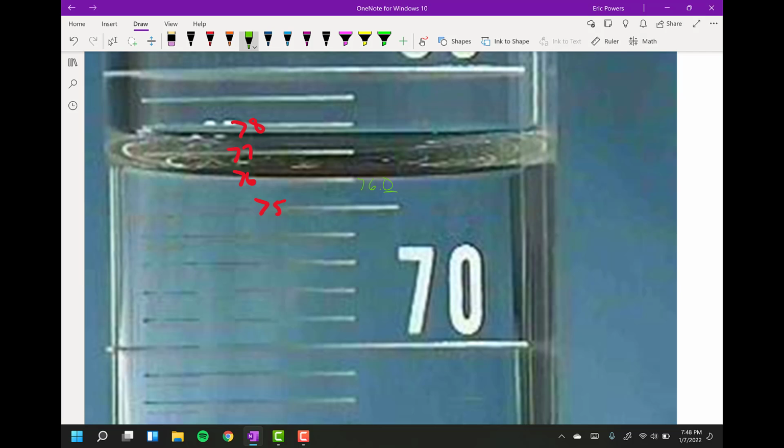So in Canvas, there's a bunch of questions to help practice this. Be careful with your estimation. Make sure you go to the correct number of significant figures. And if you've got any questions, send me a message.